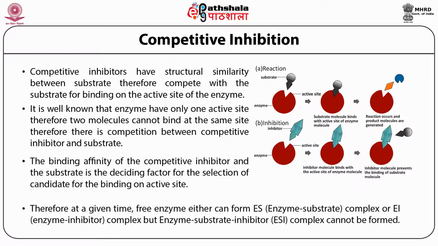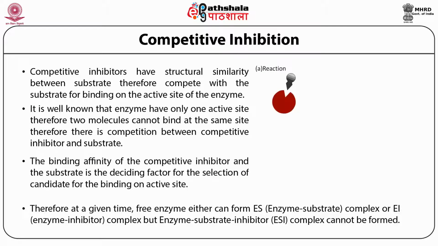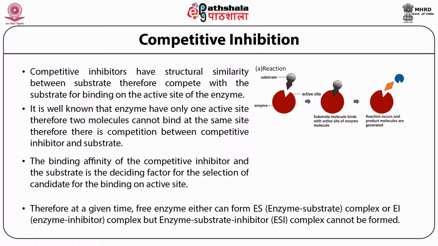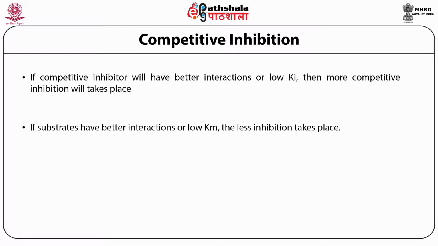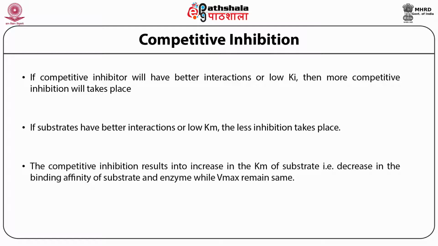Therefore, at a given time, free enzyme can either form an ES complex with the substrate or produce an EI complex with the inhibitor, but we will never have formation of a ternary complex like an ESI complex. If the competitive inhibitor has better interaction, or low Ki, then more competitive inhibition takes place, while if the substrate has better interaction, or low Km, then less inhibition takes place. Competitive inhibition results in an increase in the Km of the substrate.